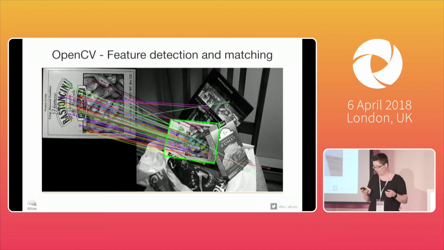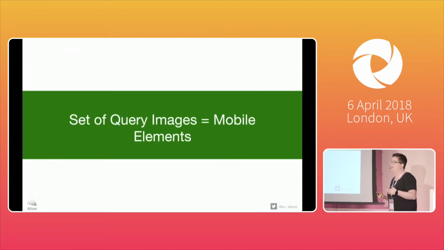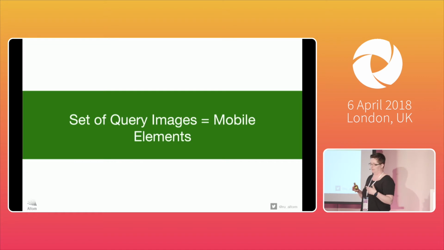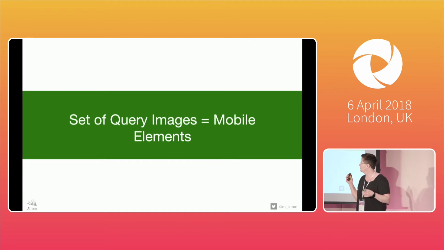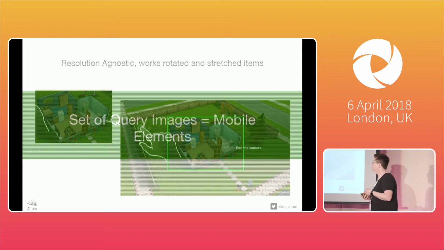If you're trying to do image recognition on a mobile screen, even though you don't have an element model or an object model from Unity, you can create your own mobile elements using this, a set of these query images that you'd define in your game using one resolution and then try to identify and find on screen on any other resolution.